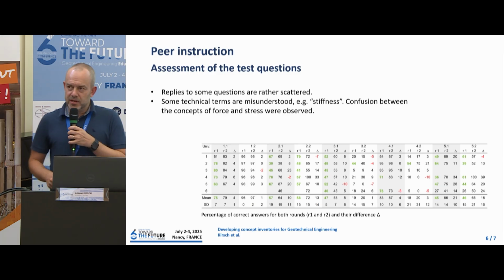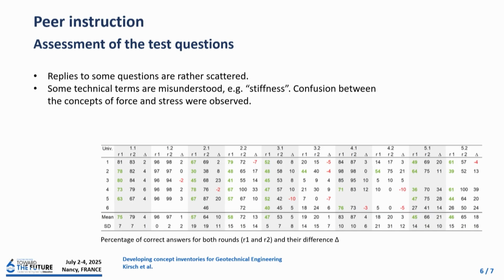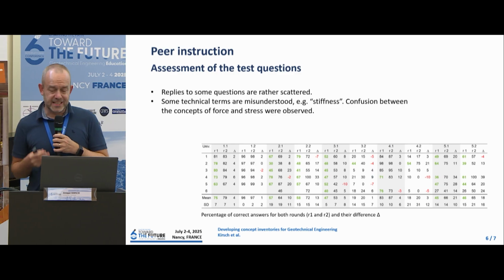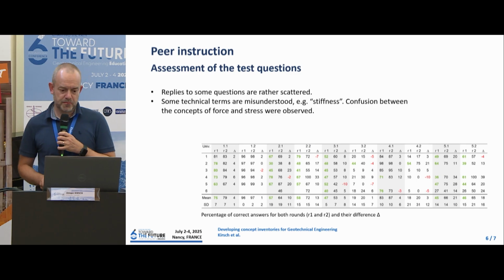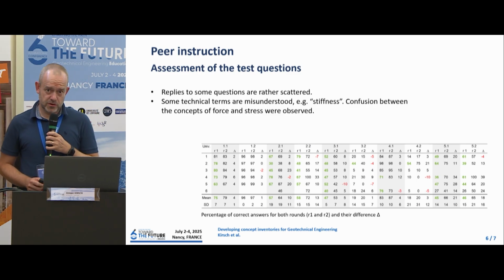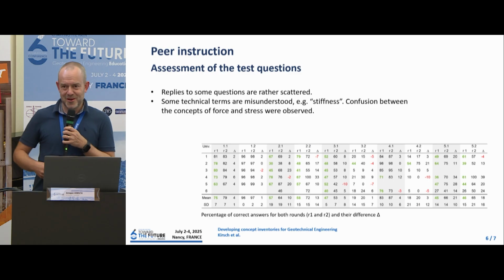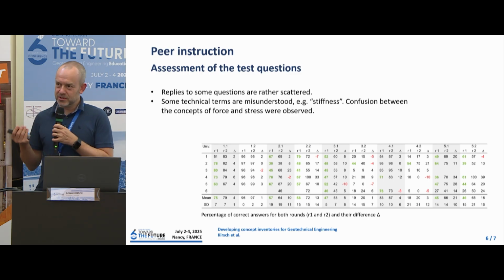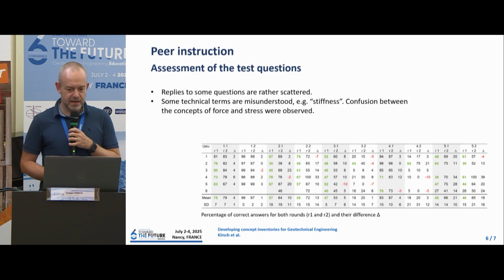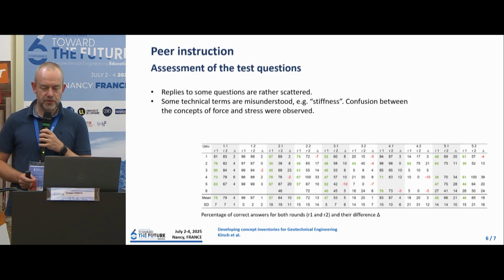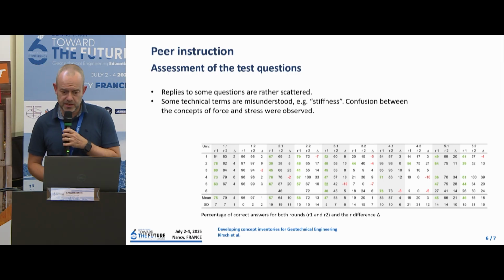I don't want to read out all the numbers for all of the 10 questions. You find them in the publication, of course, but maybe some comments on how this worked. We found out that the replies to some of the questions were rather scattered, so at some universities the questions worked well, also in terms of understanding what we really wanted to test. Some terms were misunderstood, obviously, so the term stiffness, we also had a lot of discussion afterwards what is really meant by this term, and students were confused by the concepts of force and stress.